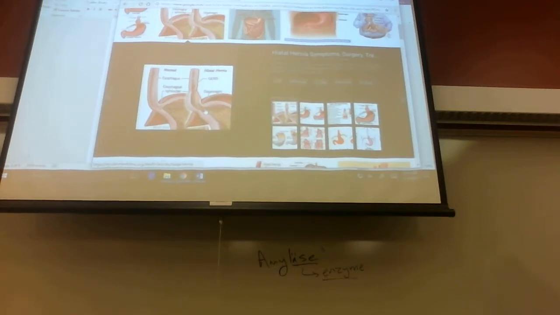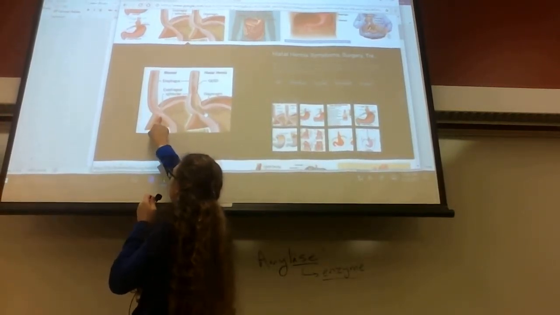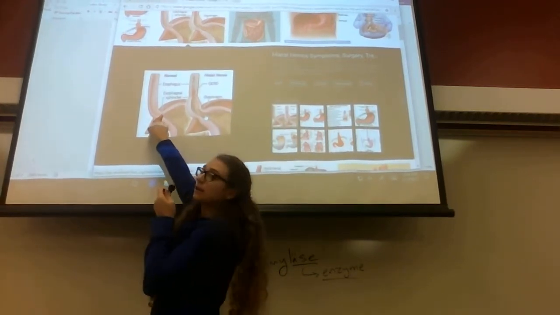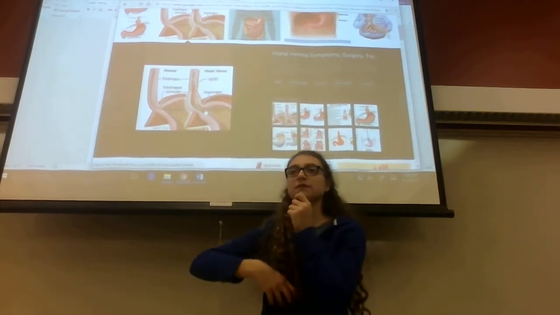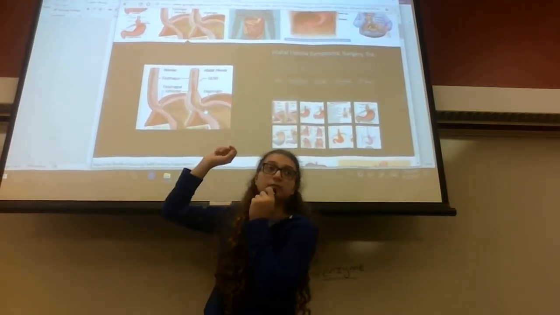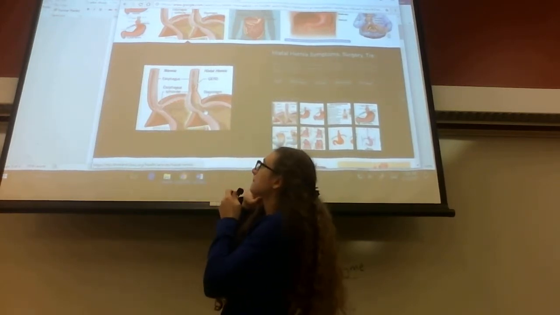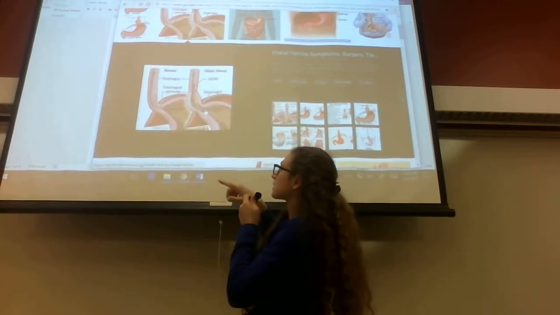So this is normal right here. And your sphincter is here, right? And your sphincter closes off gastric acid, right? It prevents it from coming up. It's just the esophageal one, yeah, because I think the pyloric one is under.